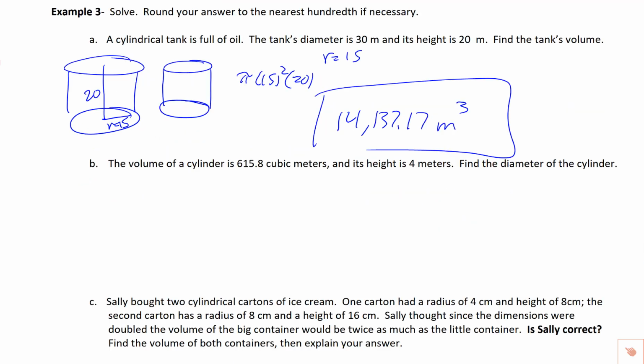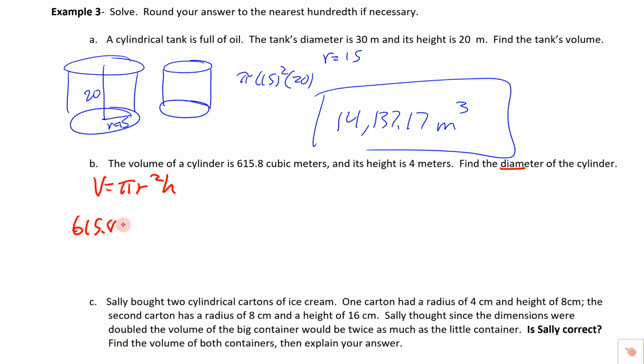Okay, next one. The volume of a cylinder is 615.8 cubic meters and its height is 4 meters. It says find the diameter. Okay, Sai, what word should we pay attention to here? Diameter. Okay, we want to make sure that we're finding the diameter. So the formula is pi r squared h, right? What did they give us? They gave us the volume, 615.8.